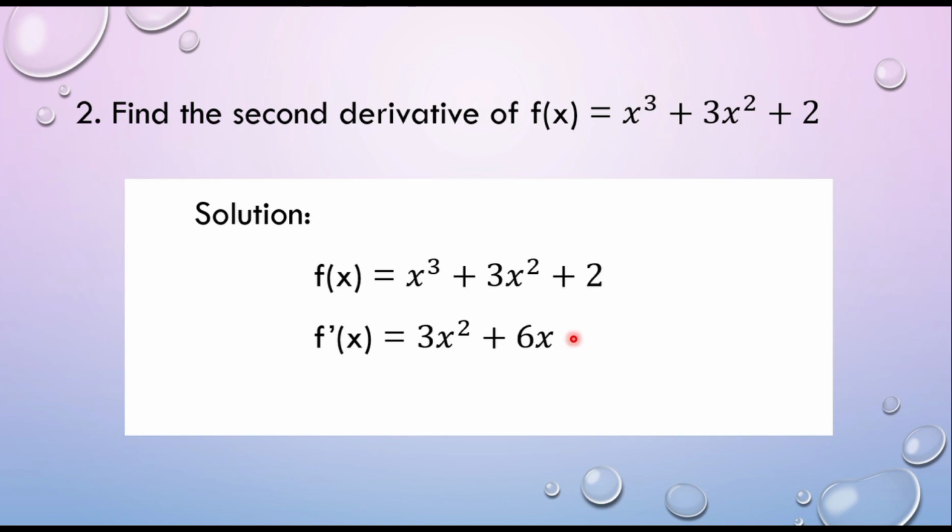Then let's find the second derivative. So 2 times 3 is equal to 6. Then the exponent minus 1 is equal to x. And 1, the exponent here, times 6 is equal to 6. So the second derivative is equal to 6x plus 6.